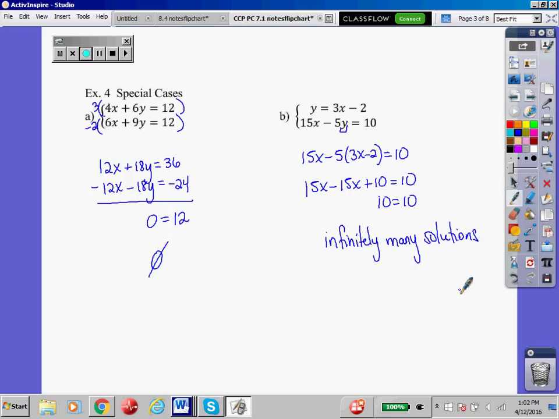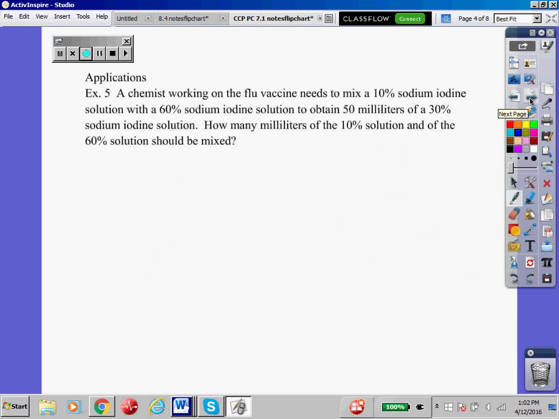Example 5 says a chemist working on the flu vaccine needs to mix a 10% sodium iodine solution with a 60% sodium iodine solution to obtain 50 milliliters of a 30% sodium iodine solution. How many milliliters of the 10% solution and of the 60% solution should be mixed?